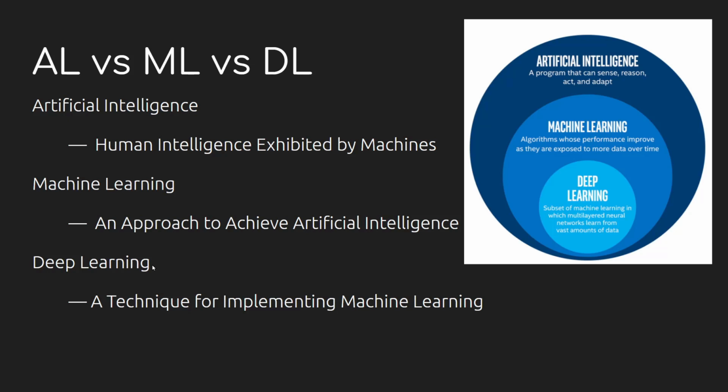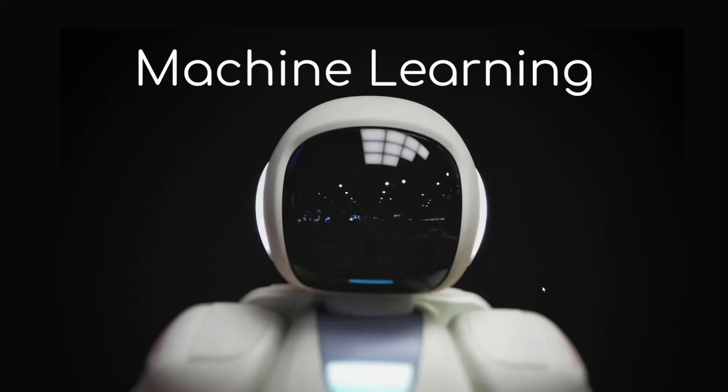Then you have something called deep learning, which is a technique we implement for machine learning. So artificial intelligence is human intelligence, whereas machine learning is an approach, and deep learning is a technique. Don't get confused. There are a lot of jumbled up words on the internet. This is the simplest version, according to me. We understood that machine learning is the basic essential thing to achieve artificial intelligence, so let's understand machine learning.